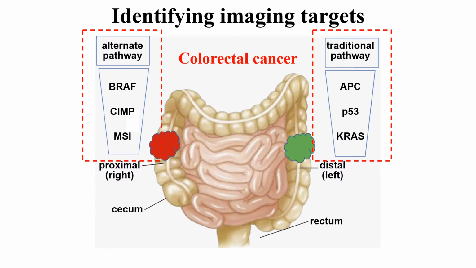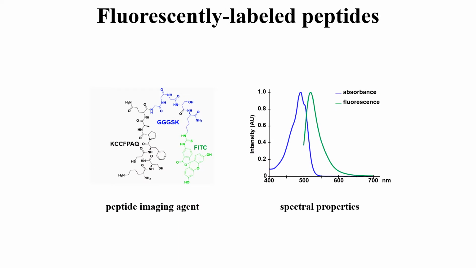For colorectal cancer, there are two pathways. The alternate pathway is mediated by BRAF. The traditional pathway is mediated by mutations in APC, P53, and KRAS. And depending on which pathway, the cancer has either a predominant location in the proximal or right colon, or in the distal and left colon. And so this is something we need to be aware of when we do the procedure.